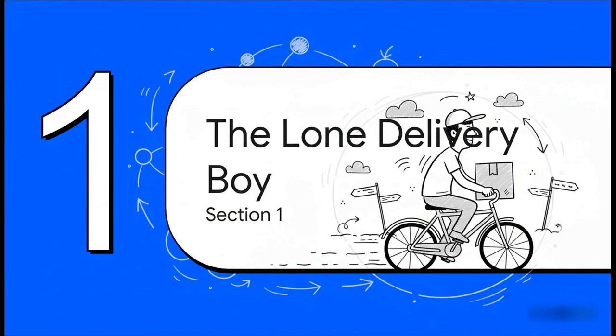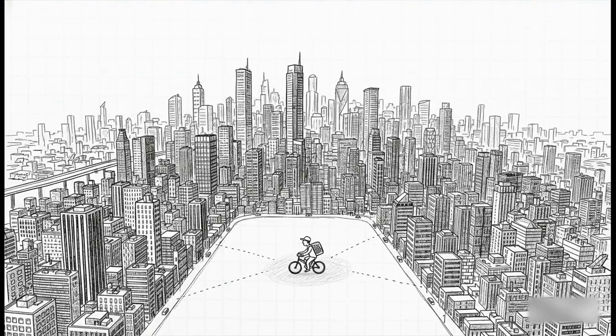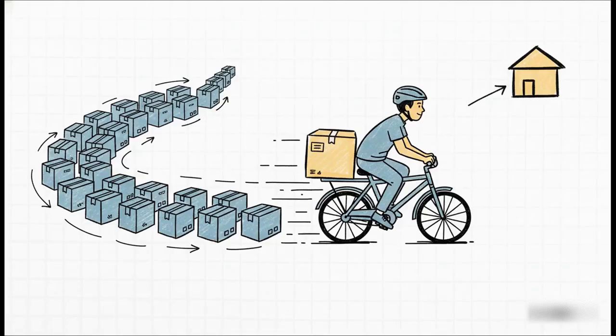Let's meet our hero. Imagine this huge, bustling city. This city, that's your server. And inside this whole sprawling metropolis, there is just one delivery boy. That's right, one guy handling every single order. Now, this delivery boy, he's a rock star. He's super fast, super smart. But, and this is a big but, he has one major limitation. He can only deliver one order at a time.